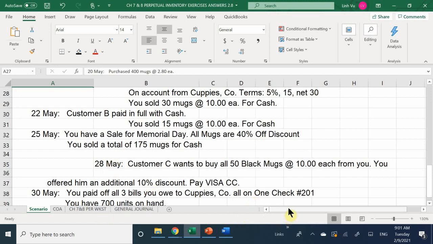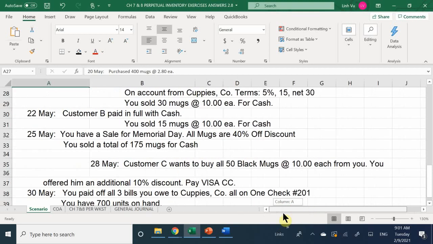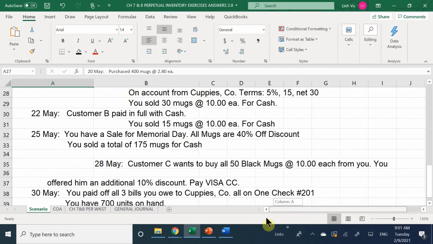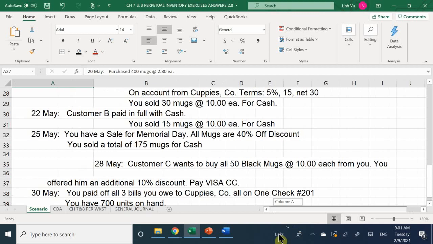Customer C wants to buy all 50 black mugs. Okay, and what else happened here? We offered him an additional 10% discount. And then how did he pay us? Credit card. Okay, so now we have a few things that we need to look at. So customer C decides to come in and buy all 50 black mugs for $10 each. And we decided to give him an additional 10% discount. And he paid with a credit card.